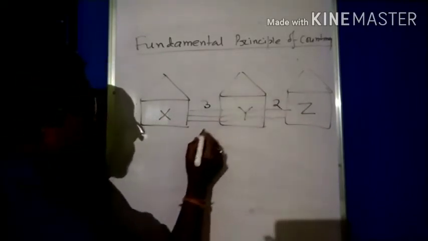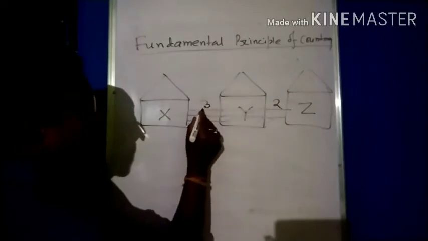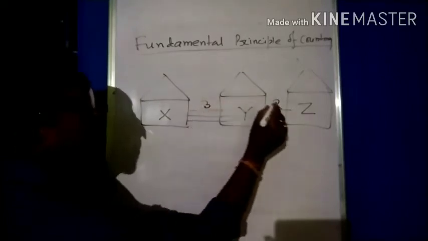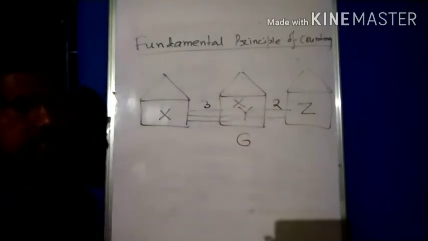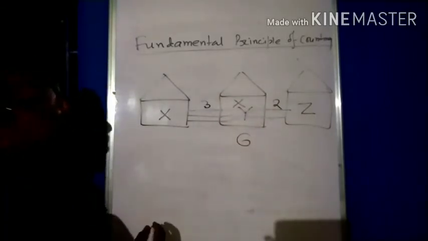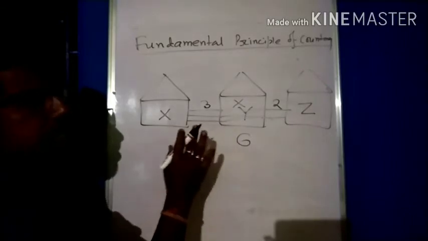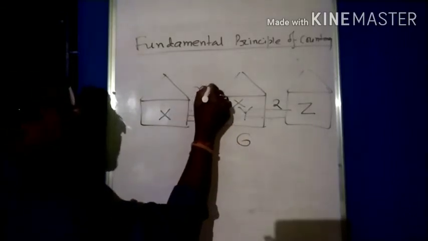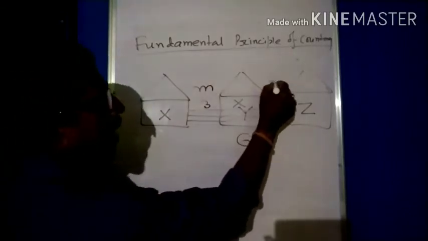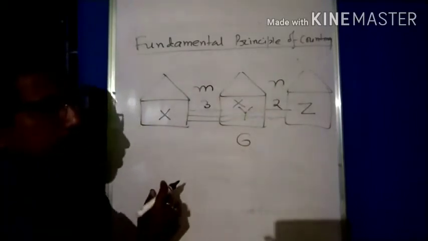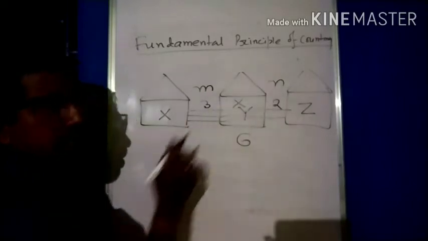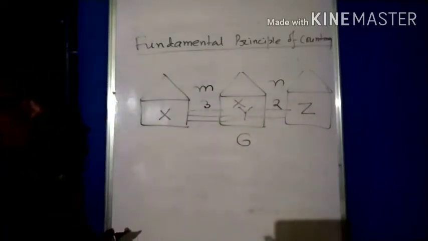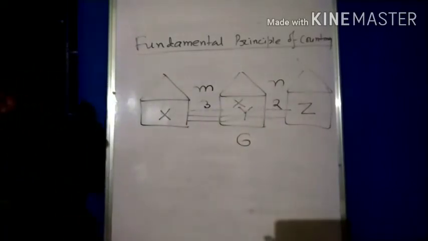6 ways. So how to get it? Just multiply the events. If there are 3 ways and 2 ways, just multiply the events, you will get 6 ways. This is called the fundamental principle of counting. If there are m number of ways and n number of ways, then by the fundamental principle of counting, the number of ways will be m into n.